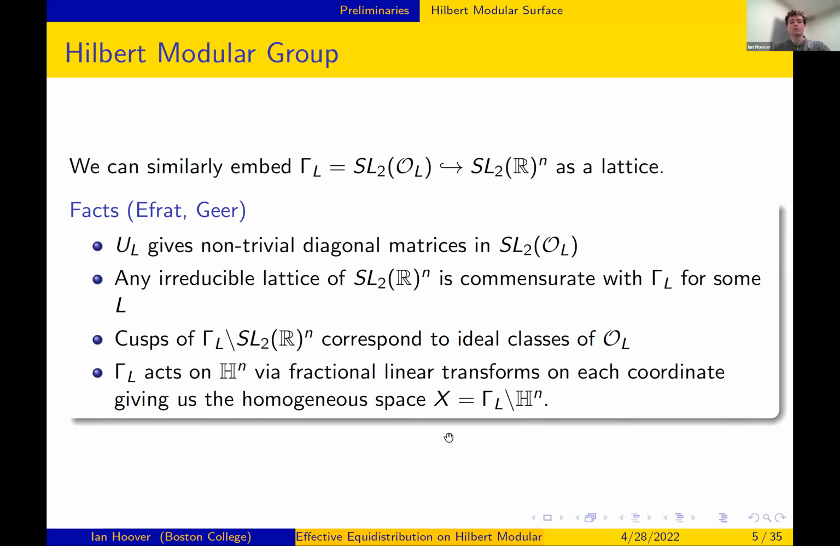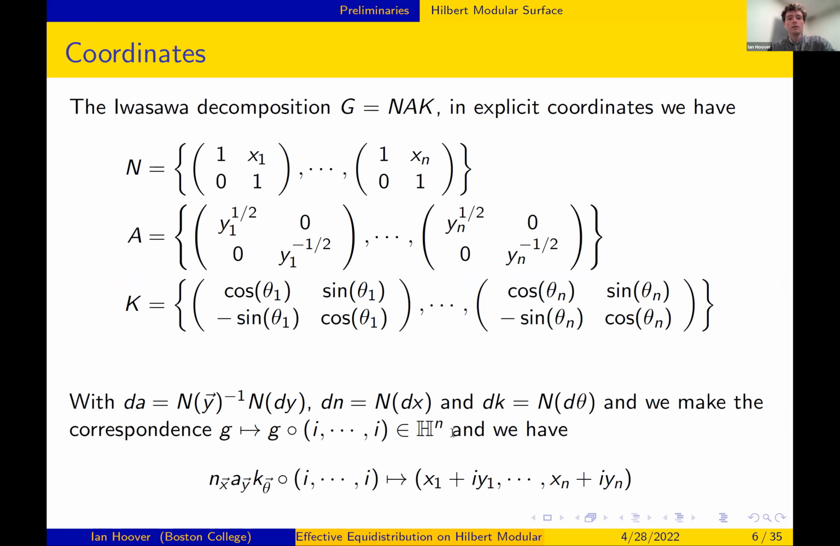And so this is what we would call our Hilbert modular surface, also called a Hilbert modular variety, I believe. And what I'm going to be looking at is dynamics on these spaces. So just to make things a little more explicit, we can look at the Iwasawa decomposition. We write elements as a product of unipotent, a diagonal, and an element of SO2, and we do that in each coordinate. And then we have our Haar measures on each of these subgroups.